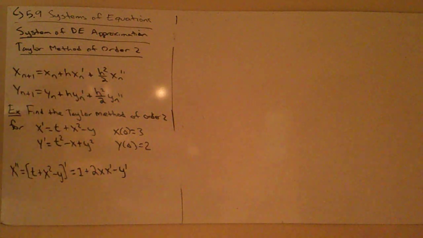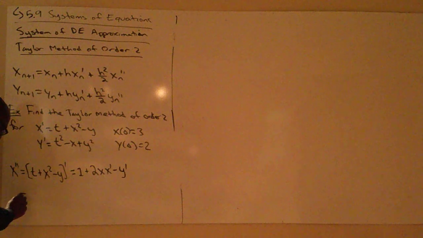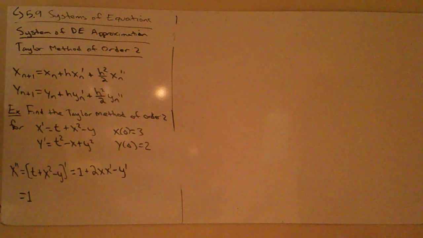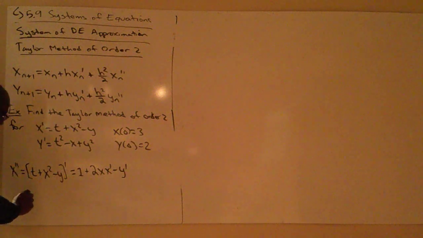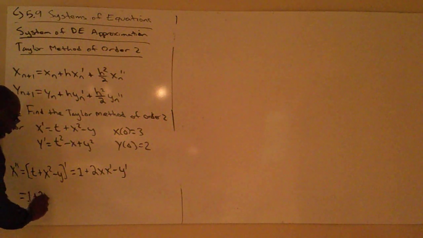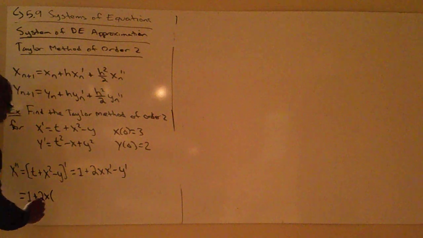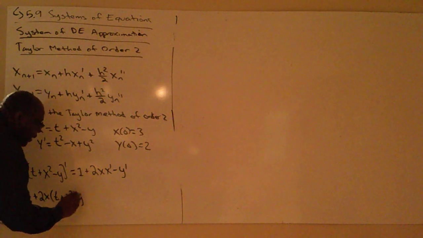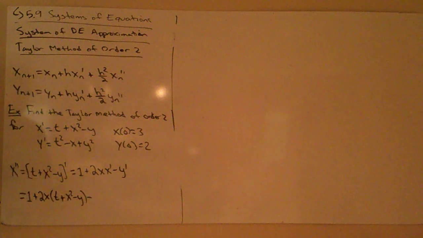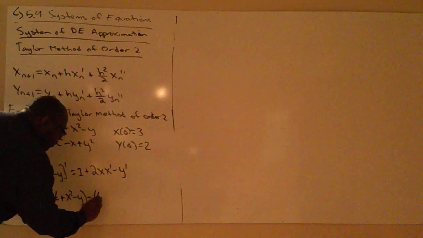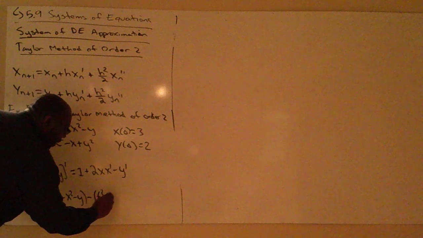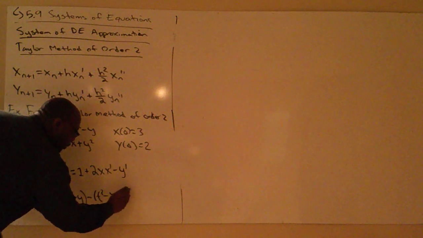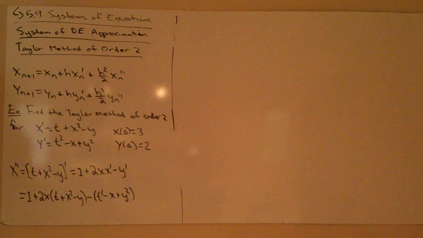Okay, and let's plug in what that's going to be equal to. We don't know what x is, but we know what x prime is. So we have 1 plus 2x times x prime, which is t plus x squared minus y, minus y prime, which is going to be t squared minus x plus y squared. That's what x double prime is equal to.